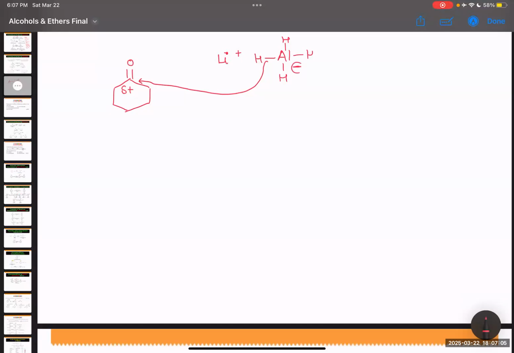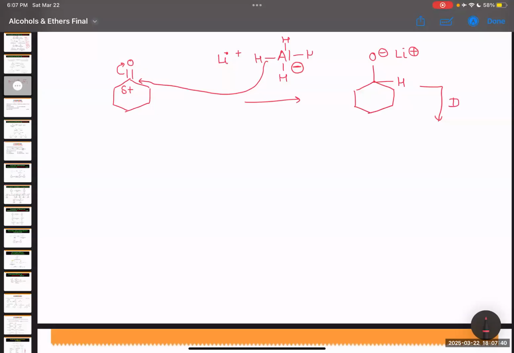Because aluminium is negative, it has got extra H minus, and the carbon can make only 4 bonds, so one bond needs to be pushed up. So you get this H minus being added to this C=O. So you will end up with H being added, O minus, Li plus. Then the next step, you do the hydrolysis.